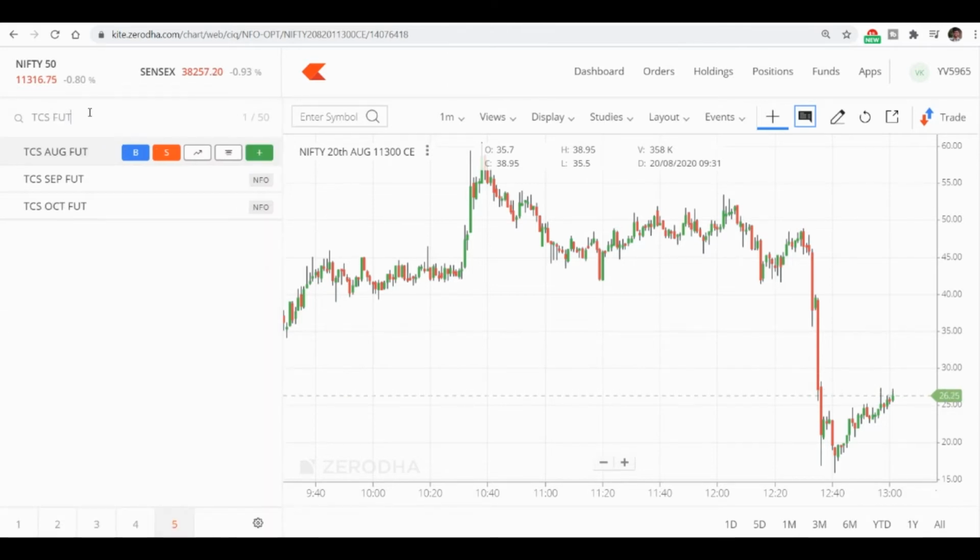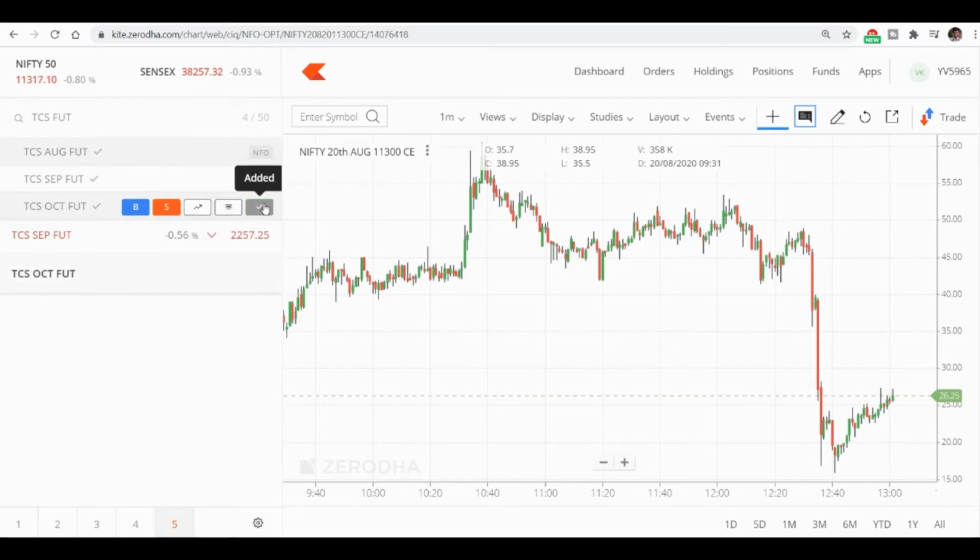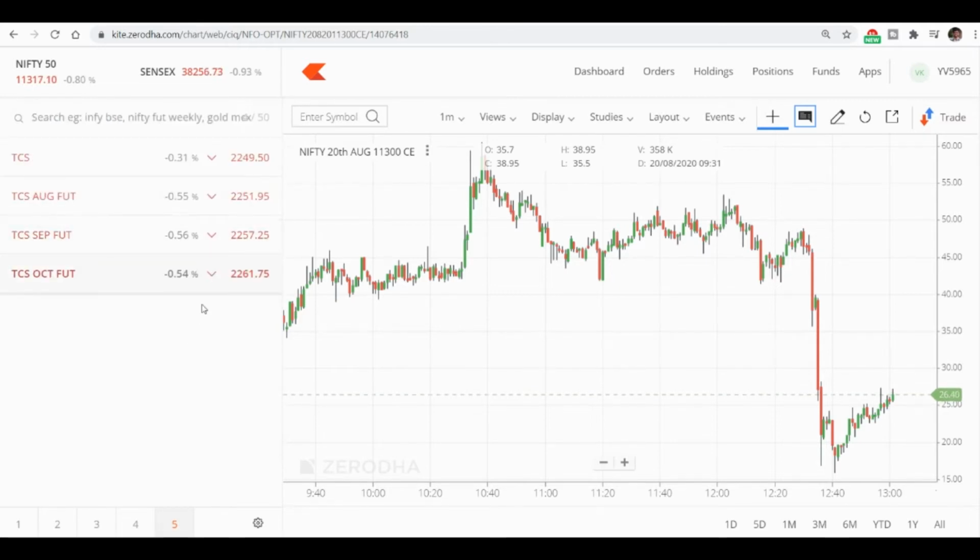Now we are in August, because of that it is displaying August, September, October. I will go and add all these contracts so that we can also see the price, how it differs from the actual price. Just 1 or 2 rupees. Here it is 10 rupees difference. For this it's 8 or something. Here it is 1 or 2 rupees different.